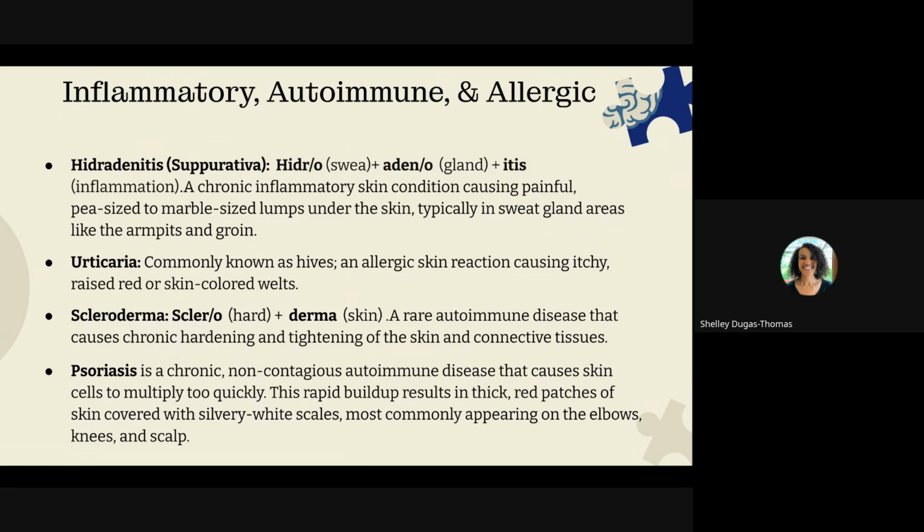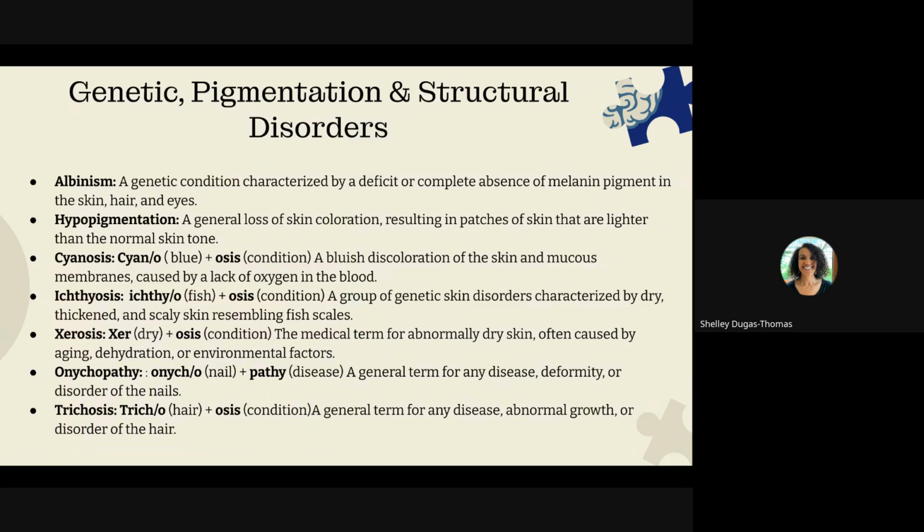So hidradenitis is an inflammation of the sweat glands, hidro, sweat, adeno, gland, and itis, inflammation. I think we did these. So we'll just keep going through. So albinism is a genetic lack of melanin pigment production. Hypopigmentation is localized lighter patches of skin compared to normal tone. Cyanosis is a bluish tinge around the skin or mucous membranes. This is a critical sign indicating that there's poor blood oxygenation.